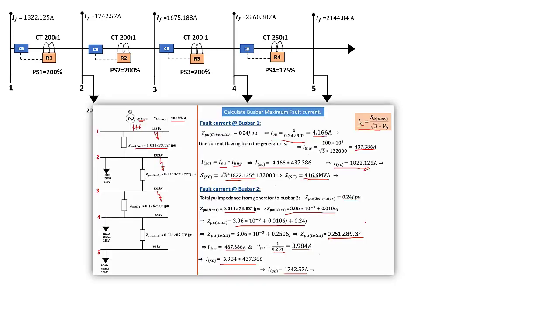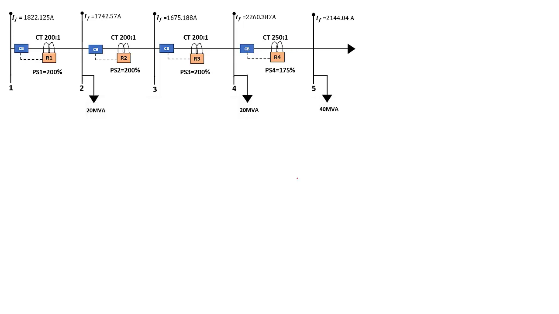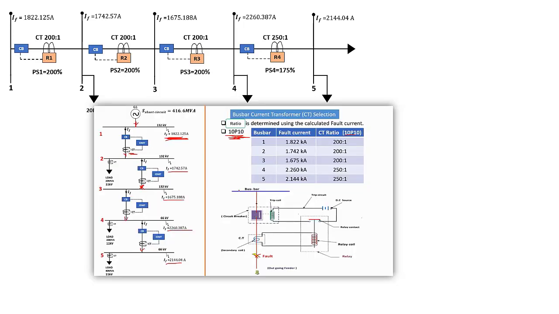Now tutorial 4, we were dealing with the bus bar fault current. As you can see, the maximum fault current that every bus bar is going to be dealing with in case of a short circuit. So that's what we were dealing with in tutorial number 4. Then we move into tutorial number 5.